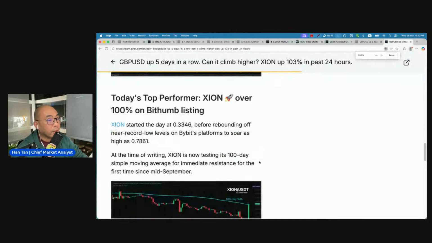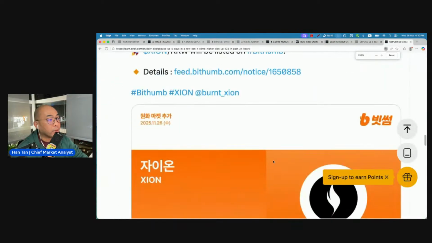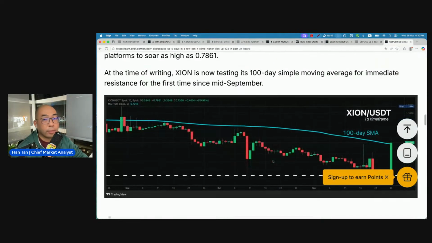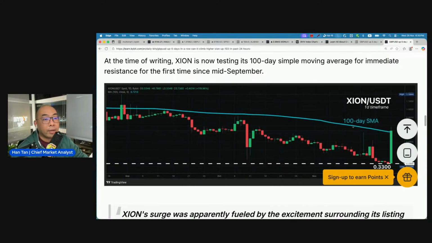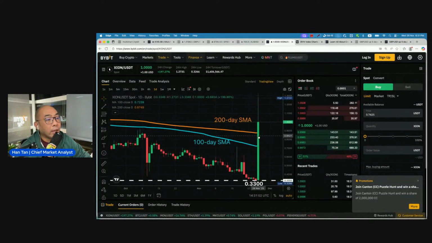So this is Zion. It was still testing that 100-day simple moving average as resistance. Sorry, I'm just trying to zoom in to make it easier for you guys to see. There we go. Okay, cool. Right, so testing that 100-day simple moving average. This is a widely followed technical indicator that you can draw on your charts, both on the Bybit app and also on the Bybit website trading platform, right? But that's earlier this morning, and look at where it is now, right? Even punched above its 200-day simple moving average as well.